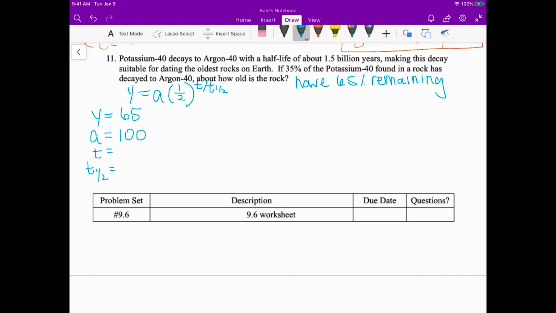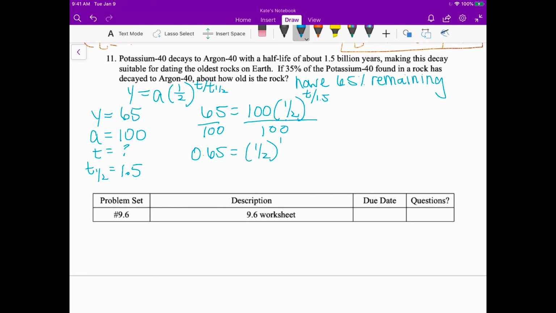We're actually trying to figure out how old the rock is, so we don't know t, but we do know that the half-life is 1.5 billion, and then we plug everything in. So we end up with 65 equals 100 times 1/2 raised to the t divided by 1.5. My variable is attached to the 1/2, so I need to isolate this. So to do that, I have to divide by 100 on both sides. So we end up with 0.65 equals 1/2 to the t divided by 1.5.